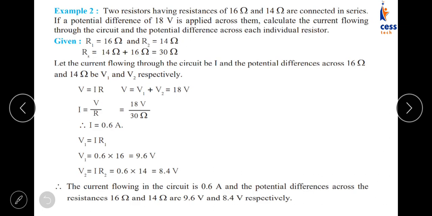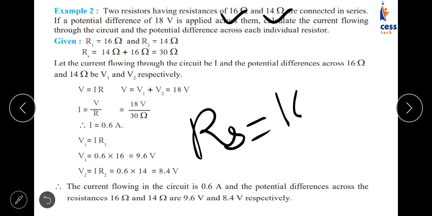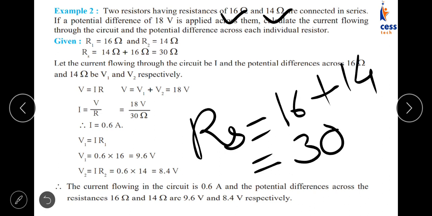Now the second example: two resistors having resistance of 16 and 14 ohm are connected in series. When you read the first statement, immediately what comes to your mind is Rs is equal to 16 plus 14, that is R1 plus R2, because they are connected in series. So your answer comes out to be 30 ohms. Okay, this is your answer. So see, they have first asked us to find the effective resistance.